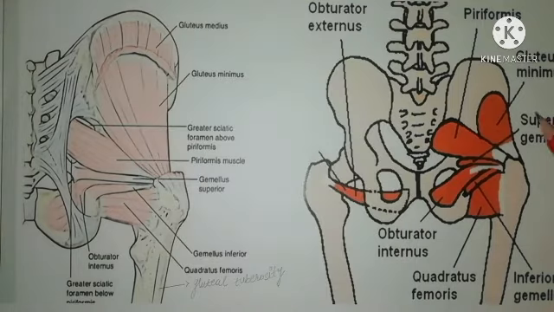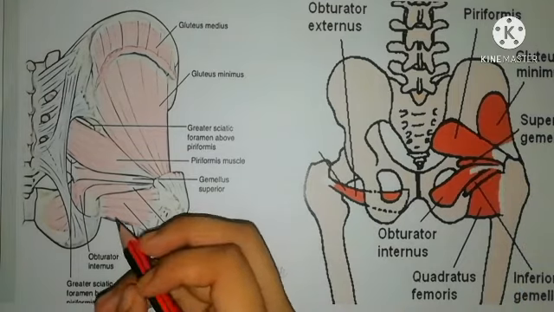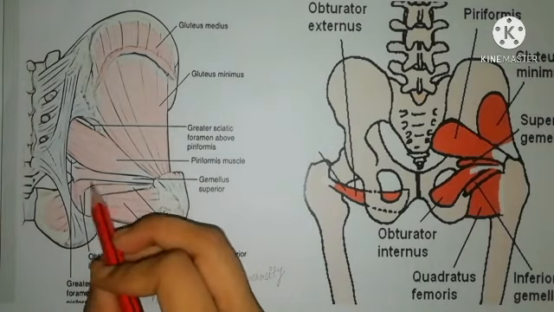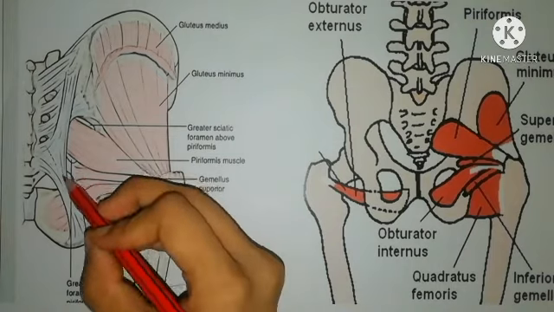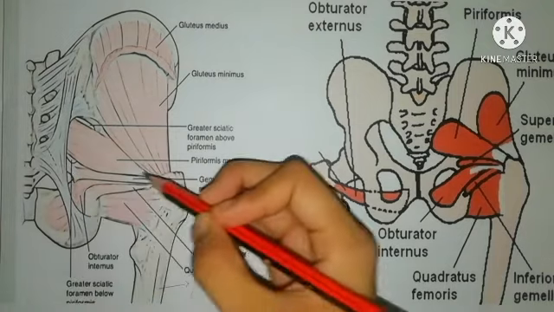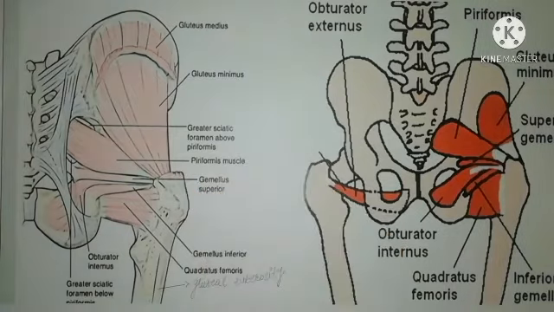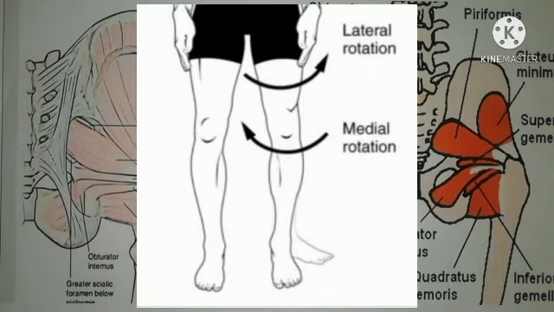Gemellus superior. This is the muscle, as you can see over here. Here also you can see. It is also fan shaped and it is a flattened belly, lies in the pelvis. Origin is from the pelvic surface of the obturator membrane over here. Insertion is in the medial surface of the greater trochanter of the femur. The nerve supply is nerve to the obturator internus. Root value is L5, S1 and S2. The action of this muscle is lateral rotation of thigh at the hip joint.